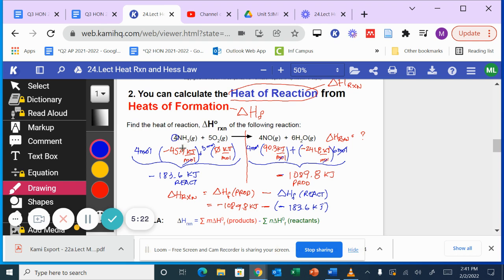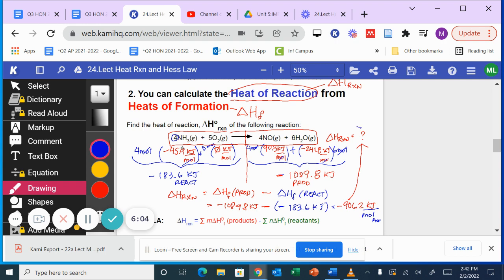And the answer is going to be negative 906.2 kilojoules. Okay, now this is the delta H, the heat of the chemical reaction. I know that the moles got canceled, but since this is for the whole reaction, for every one of these, if I double these, I'm going to double this number right here. So what did I just do?